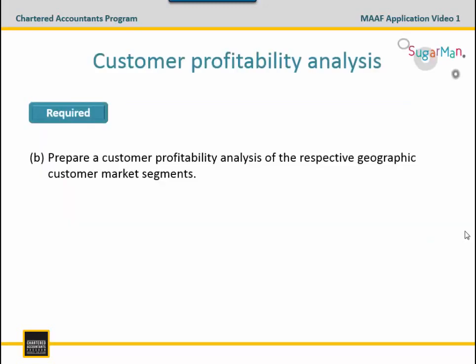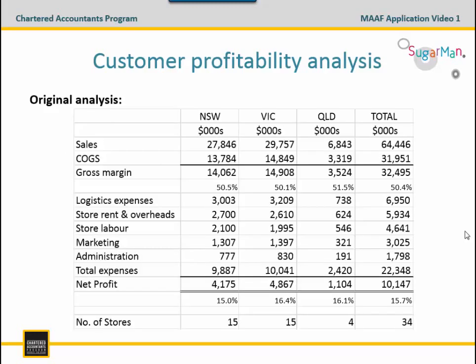The requirement here is to prepare a customer profitability analysis of the respective geographic customer market segments. To prepare the customer profitability analysis, let's start with the analysis completed by the previous management accountants. You might want to pause and consider which costs will need to be reallocated to enhance the accuracy of the customer profitability analysis. Sales and cost of goods sold are directly attributable to the stores and therefore don't require further analysis. Similarly, the store rent and overheads and store labor are also directly attributable to the stores, so it's not necessary to reallocate these costs.